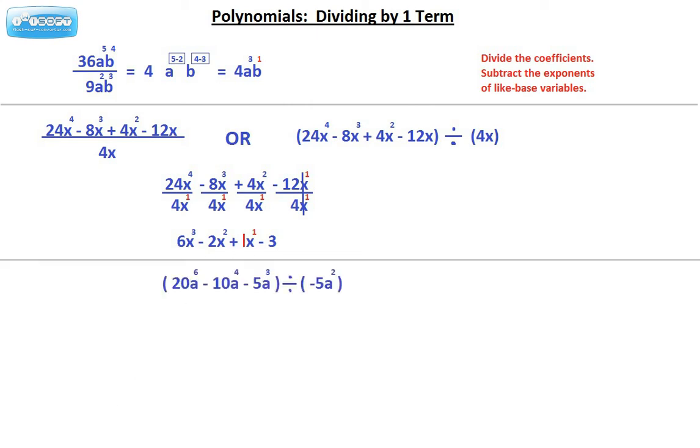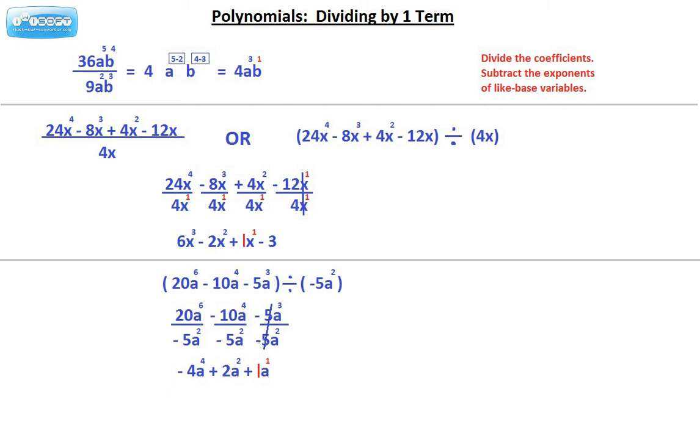Here we have one more polynomial that's being divided by one term. So let's take each one of these terms in the first parentheses and divide it by negative 5a squared. Here I've put negative 5a squared under each term being divided. 20 divided by negative 5 is negative 4. We subtract the exponents for a and get a to the 4th. A negative 10 divided by negative 5 is positive 2. We subtract the exponents and get a squared.